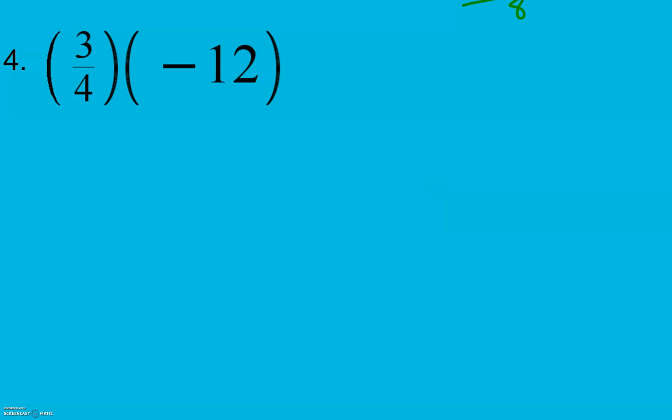And in 4, again, I'm going to write these both as fractions. 3/4 already is, but negative 12 becomes negative 12 over 1. When I multiply fractions, I multiply straight across. Numerator times numerator over denominator times denominator. I'm going to try and reduce if I can. 3 doesn't go into 4 or into 1, but in 12 and 4 there's a common factor, 4. So I can divide each of them by 4.